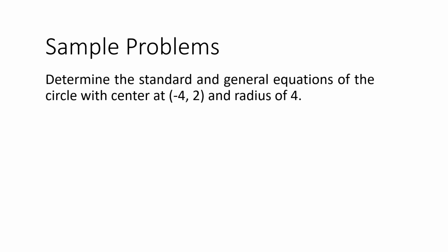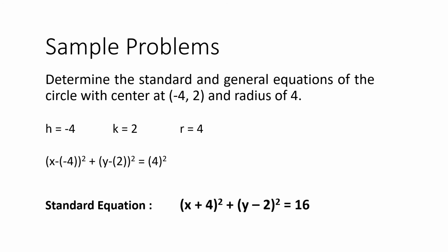Another problem: determine the standard and general equations of the circle with center at (−4, 2) and radius of 4. Given our circle, we can already identify the values of h, k, and the given radius. So our h will be −4, our k will be 2, and our radius is 4. Plugging these into the standard equation format, that will be (x − (−4))² + (y − 2)² = 4². So our standard equation will be (x + 4)² + (y − 2)² = 16.